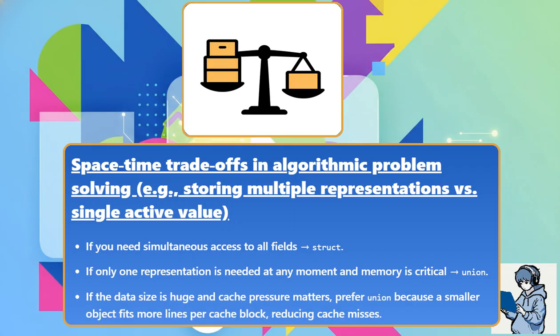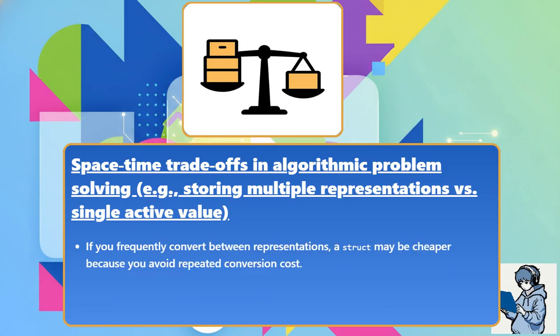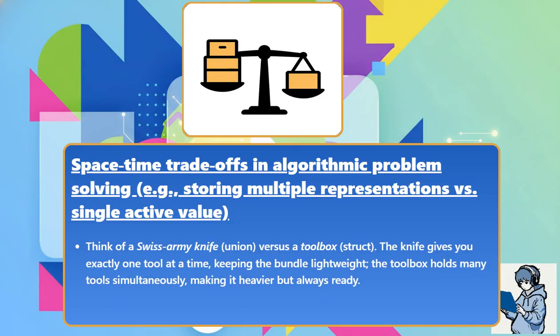If the data size is huge and cache pressure matters, prefer union because a smaller object fits more lines per cache block, reducing cache misses. If you frequently convert between representations, a struct may be cheaper because you avoid repeated conversion cost. Think of a Swiss Army knife union versus a toolbox struct. The knife gives you exactly one tool at a time, keeping the bundle lightweight. The toolbox holds many tools simultaneously, making it heavier but always ready.